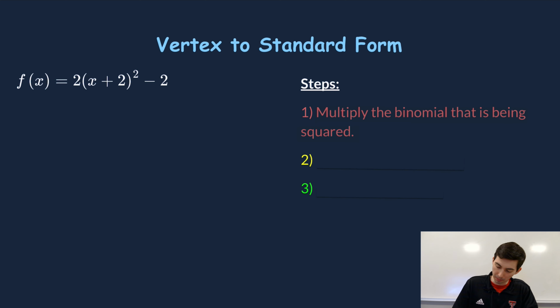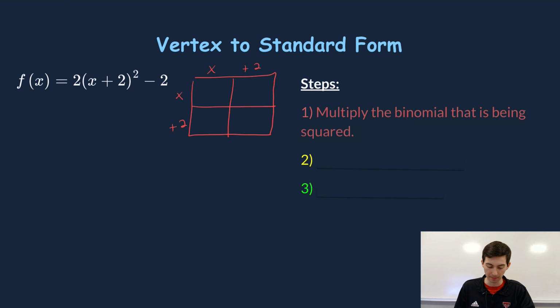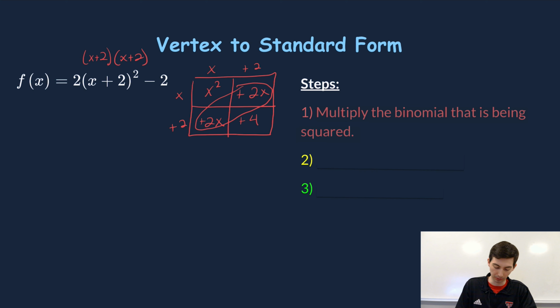So I'm going to do the box method here. And remember, when we're squaring something, it's just like multiplying it by itself. So I'm going to say x plus 2 on top and x plus 2 down the side, because this is the same as x plus 2 times x plus 2. So now x times x will give me x squared. 2 times x will give me a 2x, another 2x here, and then 2 times 2 will give me plus 4. And now I can combine my like terms, which are these two 2x's right here.